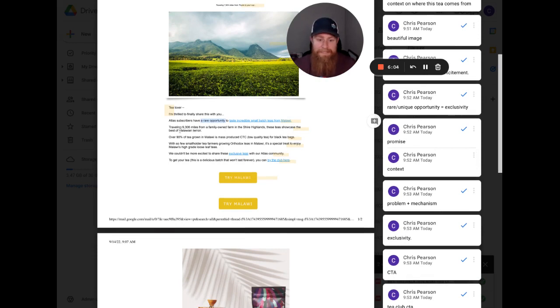Next line here: "Traveling 9,306 miles from a family-owned farm in the Shire Highlands, these teas showcase the best of Malawian terroir." I don't know how to say that. Anyway, so she's playing up the idea of where this tea comes from, and what the best part about it is. And this just adds to the exclusivity. Like, it just makes it more rare. This opportunity makes it more exciting to actually be involved.